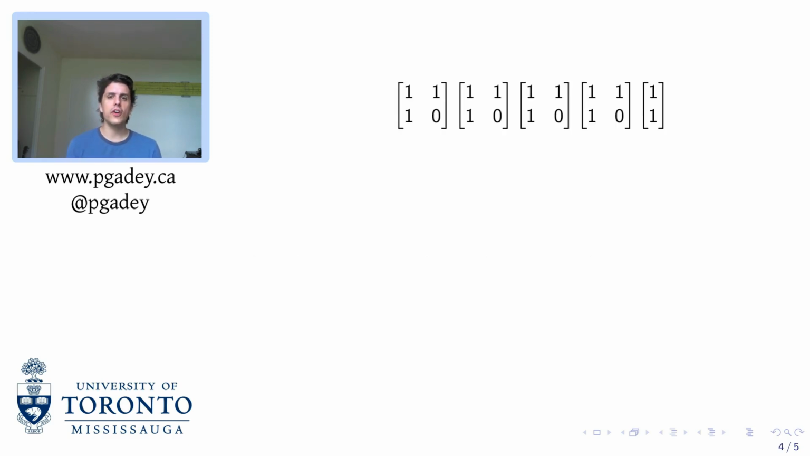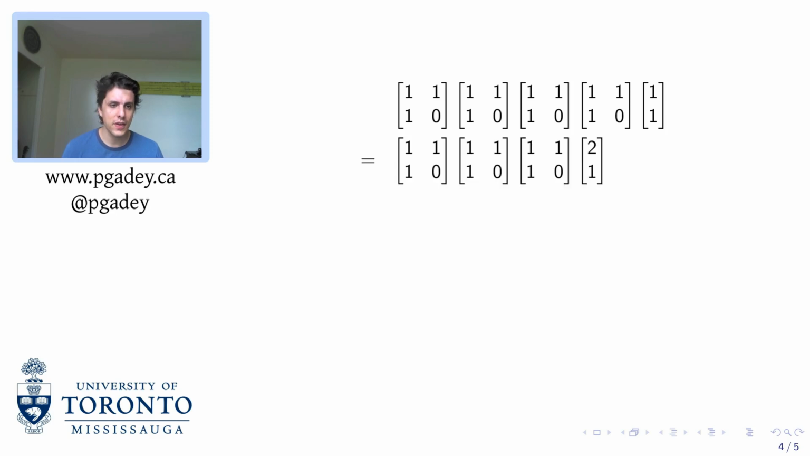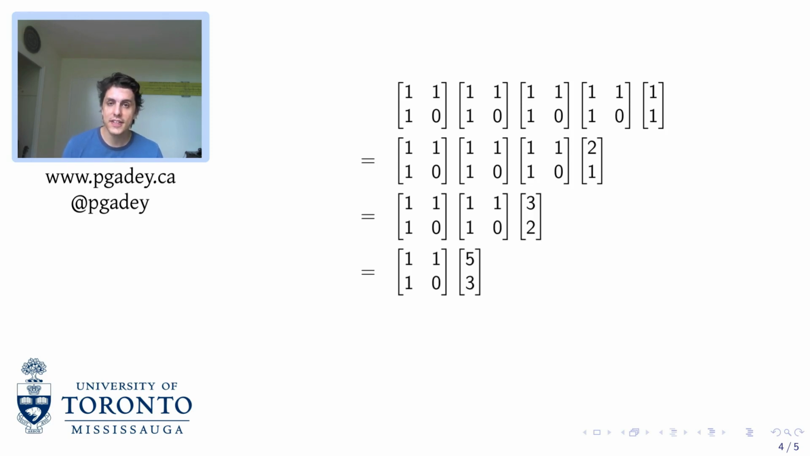Now when we've got 4 of these matrices, watch what happens. The first multiplication gives us 2, 1. The next multiplication gives us 3, 2. The next, 5, 3. The next, 8, 5. Every time we do a matrix multiplication, we get the next pair of Fibonacci numbers.